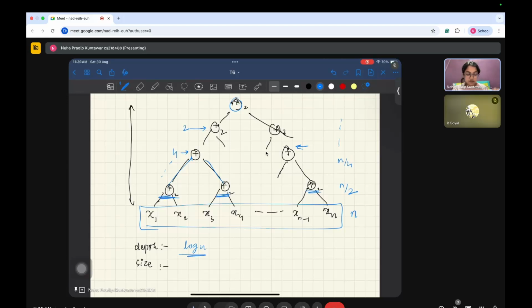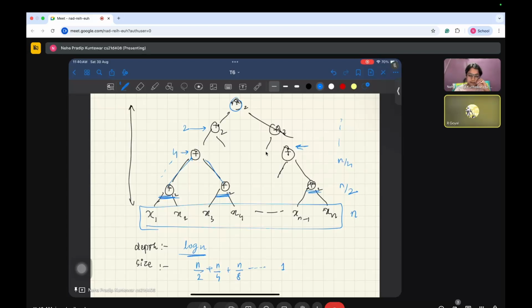And what is the size of this? How many parities have we used in this process? At level 0 it is 1, at level 1 it is 2, so 1 plus 2 plus so on. The size would include the number of gates and the number of inputs. Inputs we will leave away, only the gates. Then you will be requiring 1 plus 2 plus 4, you get that till log n minus 1.